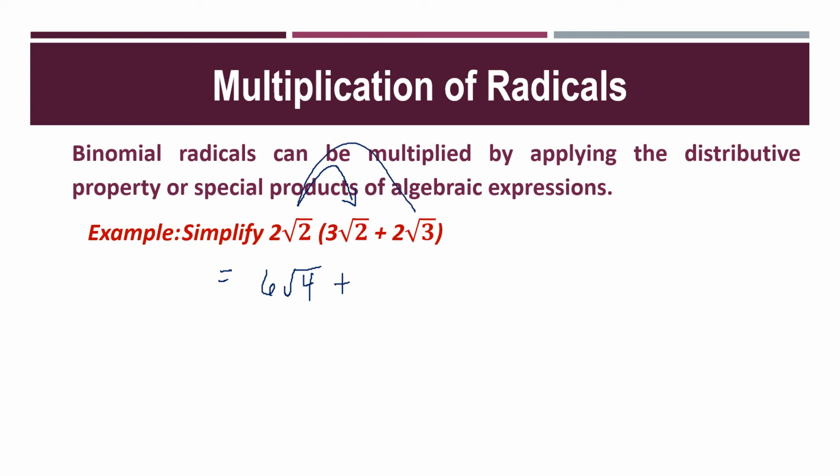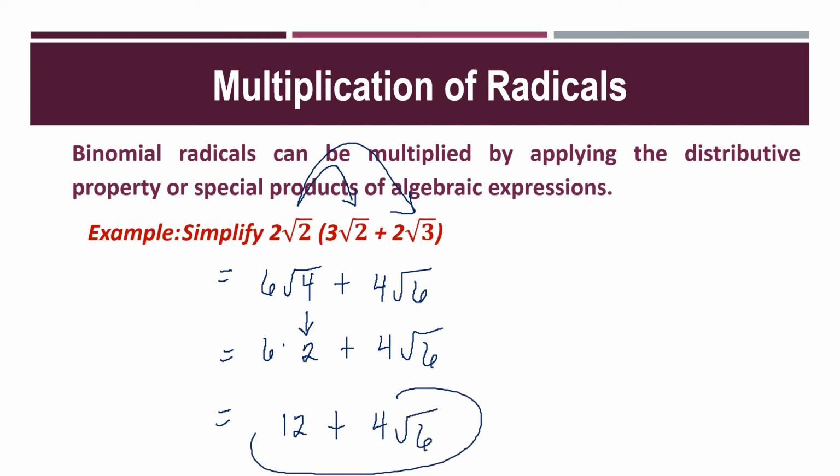Plus 2 square root of 2 times 2 square root of 3. 2 times 2 is 4. Square root of 2 times square root of 3 is square root of 6. Now we have 6 times the square root of 4 is 2. Bring down plus 4 square root of 6. 6 times 2 is equal to 12, plus 4 square root of 6. This is now our answer.